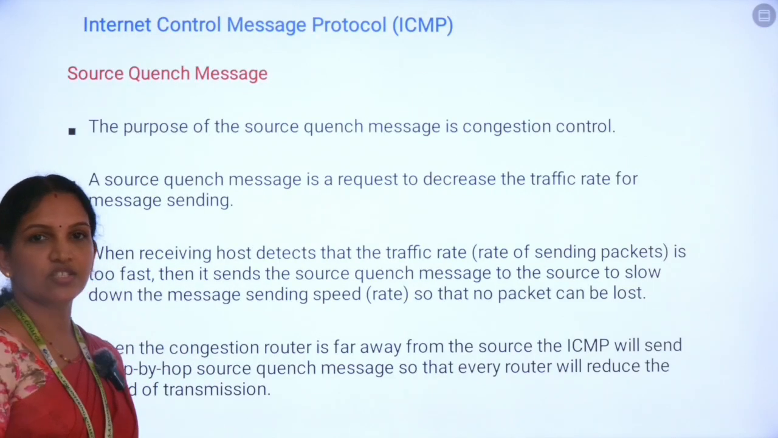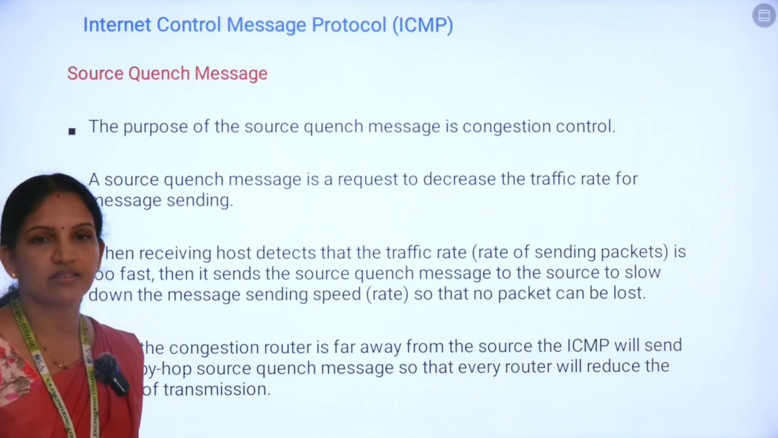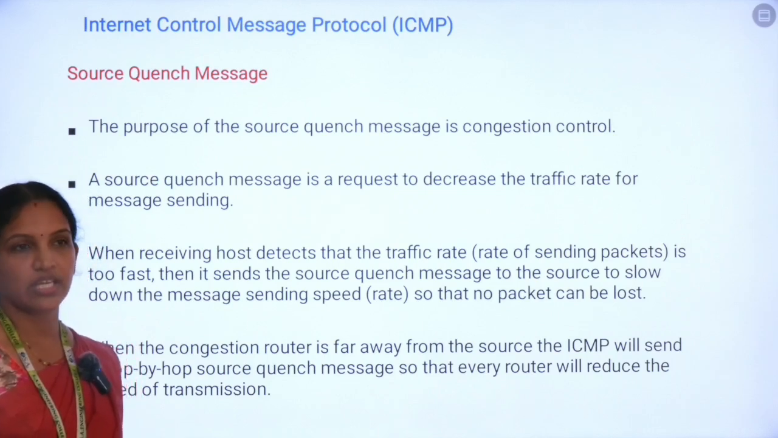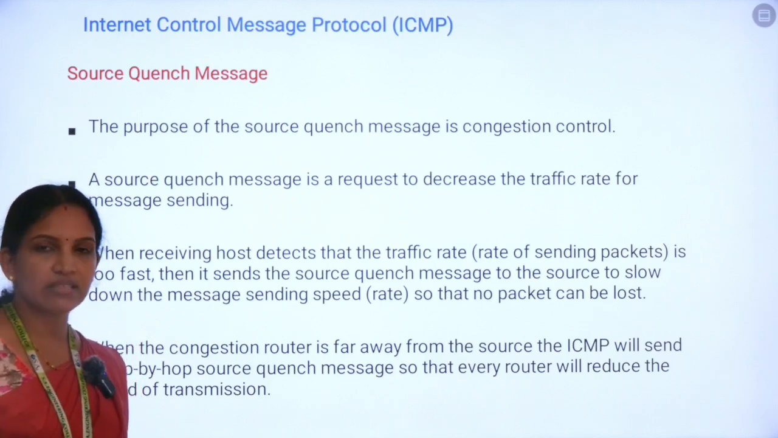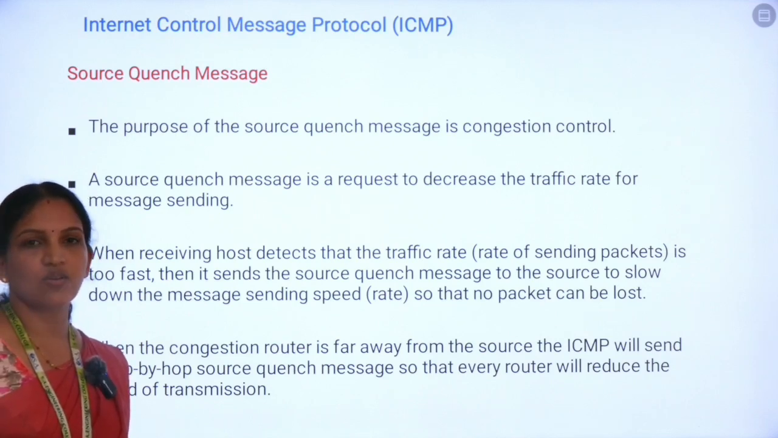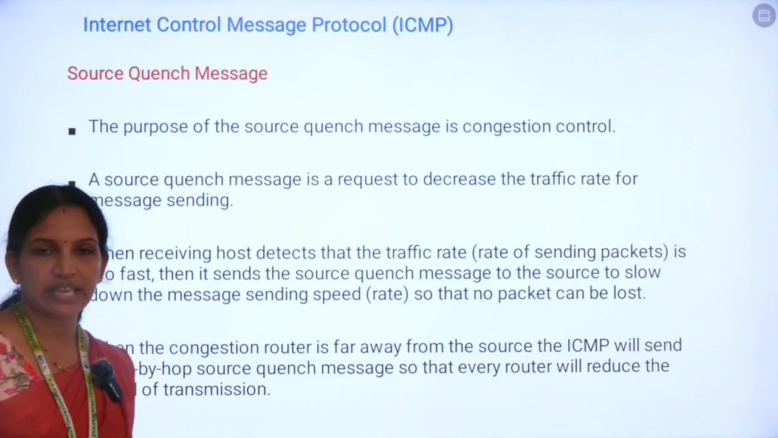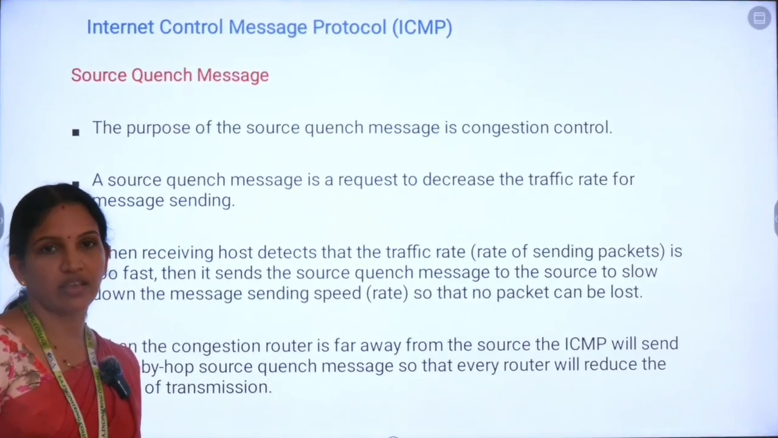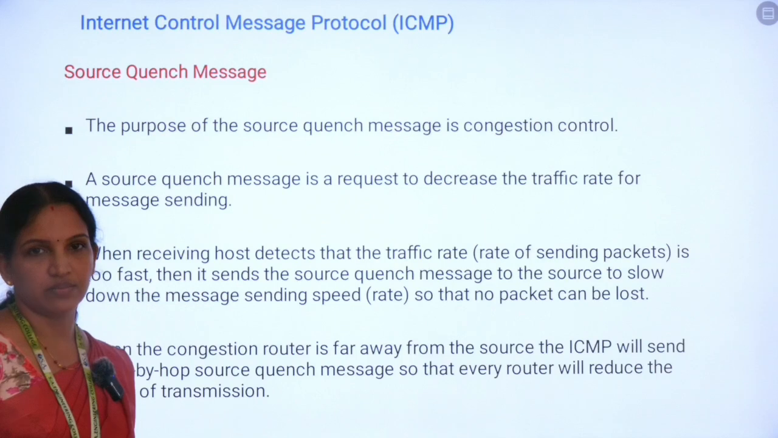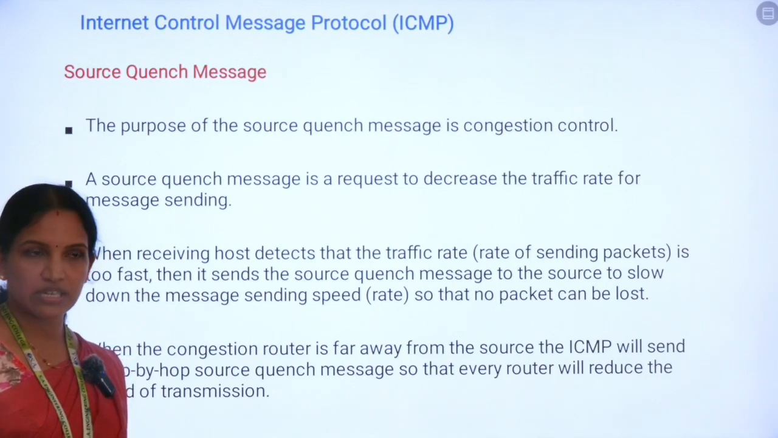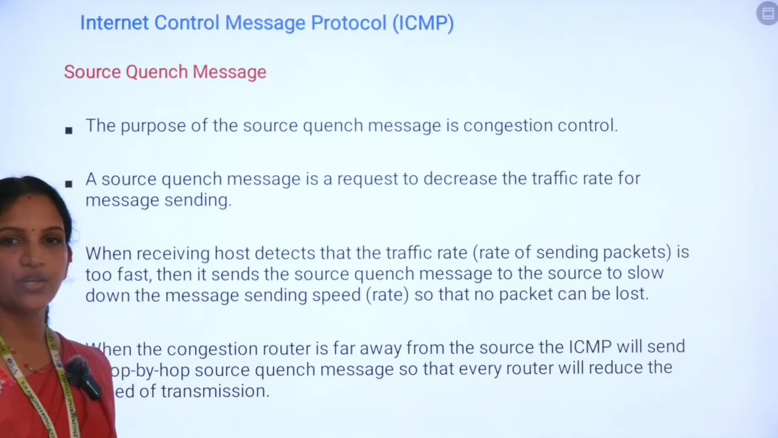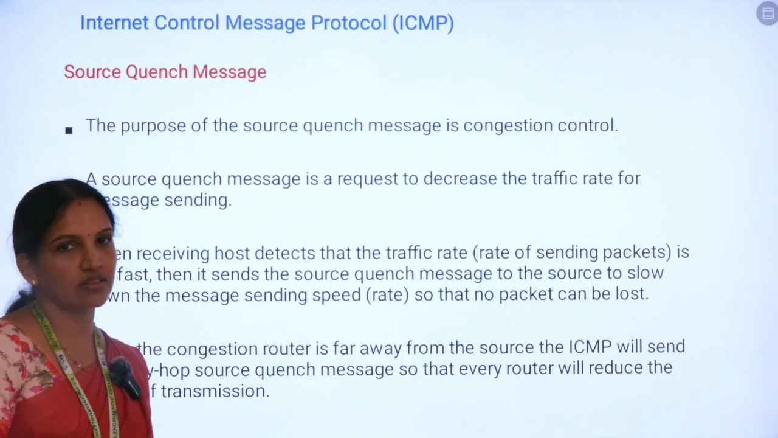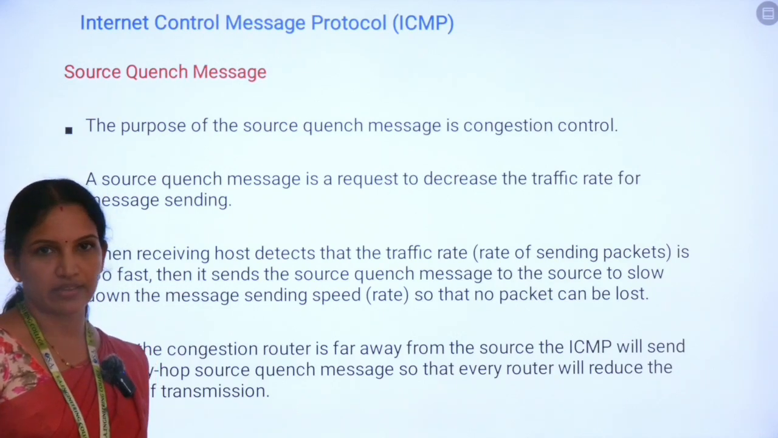Next message is called the source quench message. It is mainly concerned with congestion control. It is used when the sender is continuously sending packets to the receiver at a high speed, so that the receiver is not able to receive them properly. It is losing some packets. In that case, the receiver can send a source quench message to the sender, asking it to reduce the sending speed. After receiving this message, the source will reduce its sending speed so that the receiver will be able to receive all the packets.